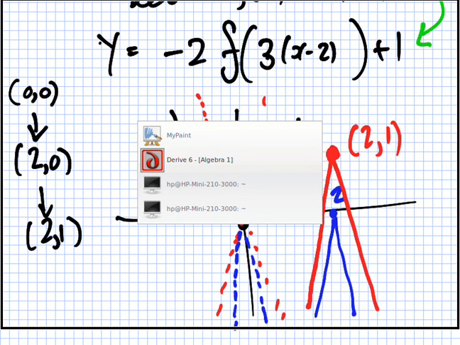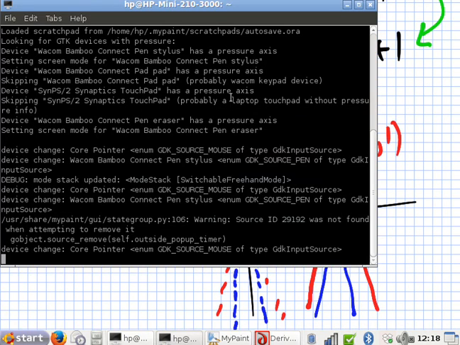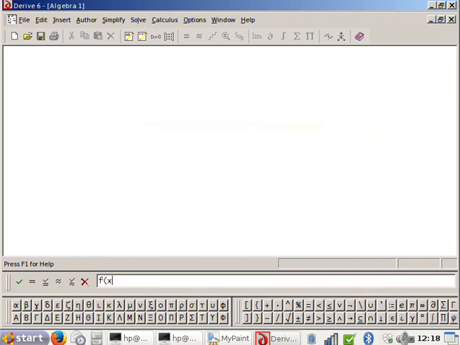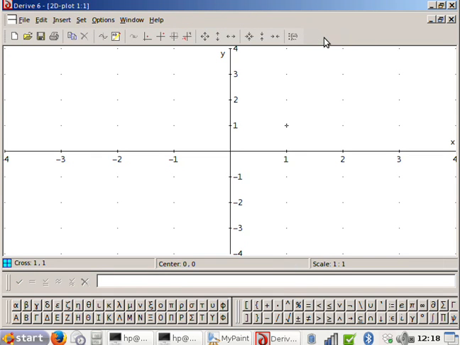So I would just like you to read this function back to me. So we have f of x is the absolute of x, and I want to draw, so can you read the function to me? y equals -2 f(3x minus 6) plus 1. Is that what we have? Alright. Let's see how good of a graph I drew. Not too bad.